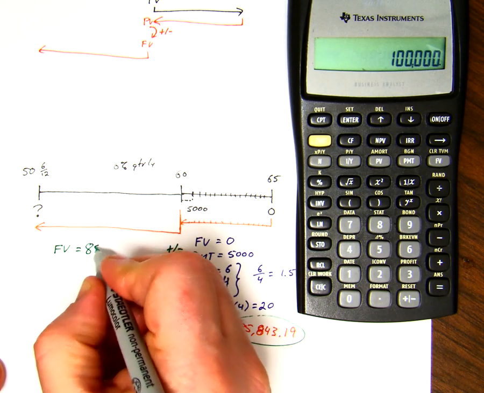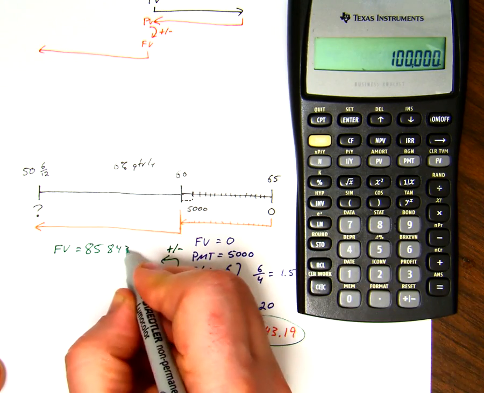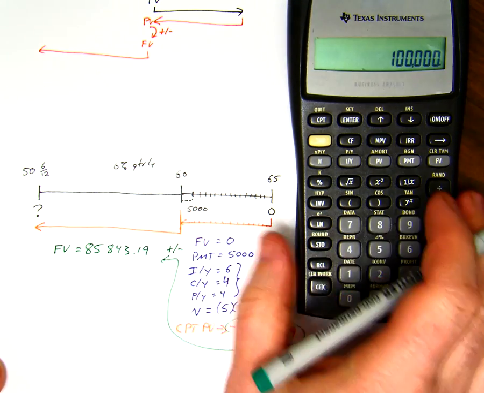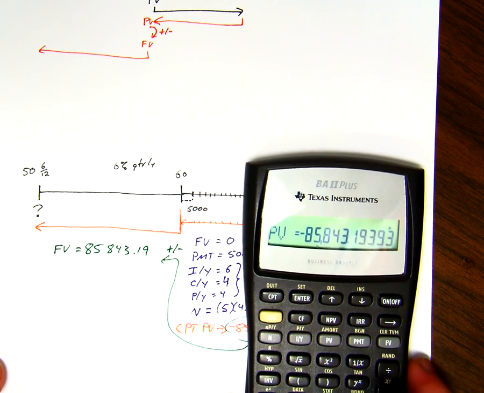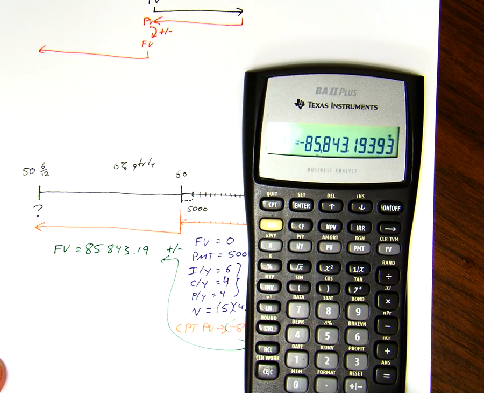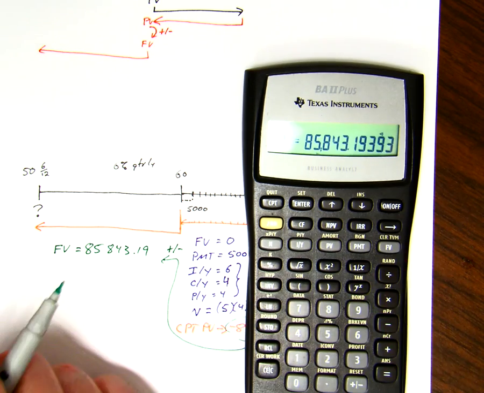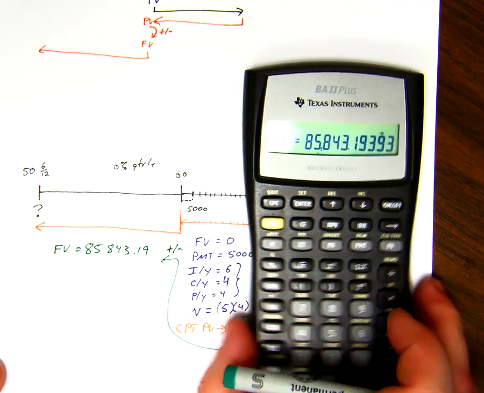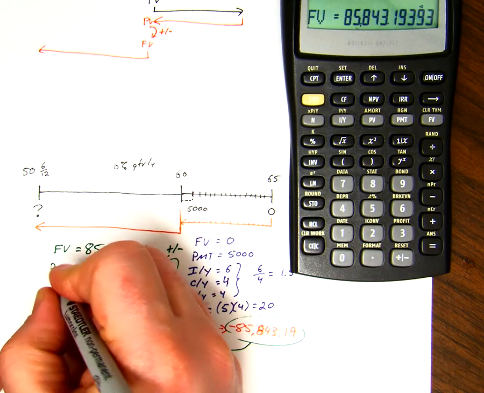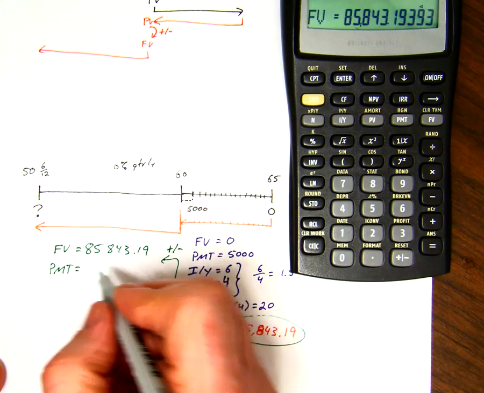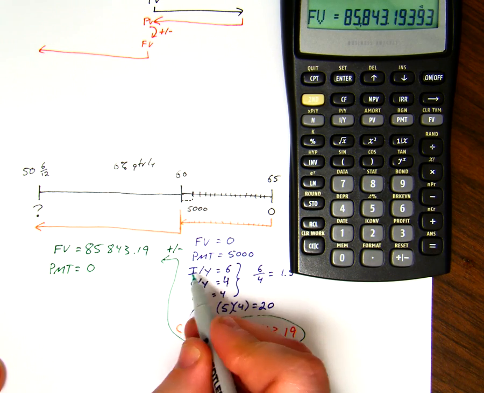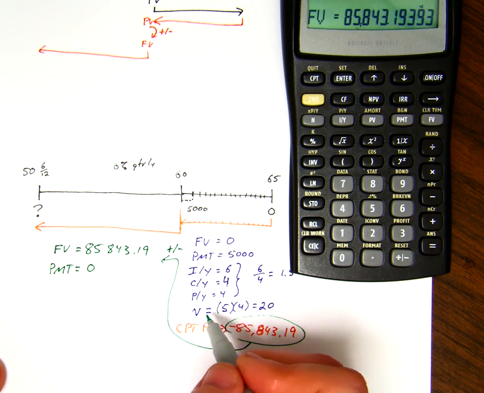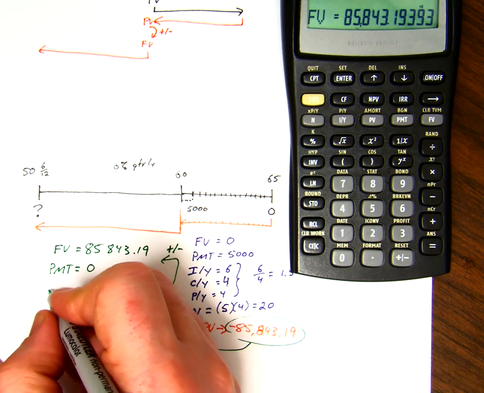So our future value is going to be $85,843.19. On my calculator, I'm just going to take this present value, I'm going to swap the sign, make it a positive value, I'm going to store that in my future value. So I've swapped the sign here. My payments for the first half of this annuity are now 0, so I'm not going to do any payments. The interest rate doesn't change, so I don't have to touch it, but we can do it the same way.